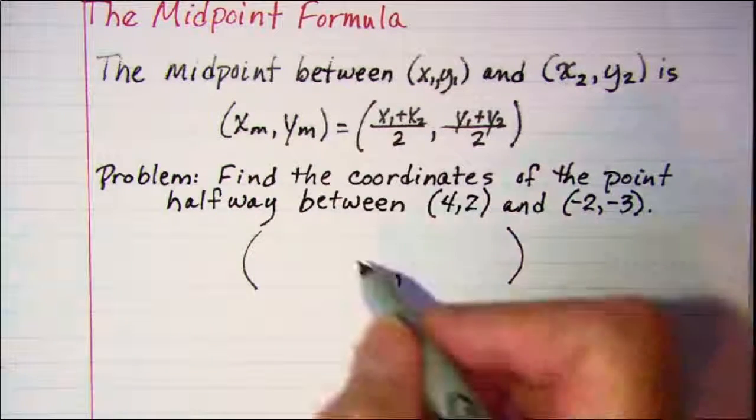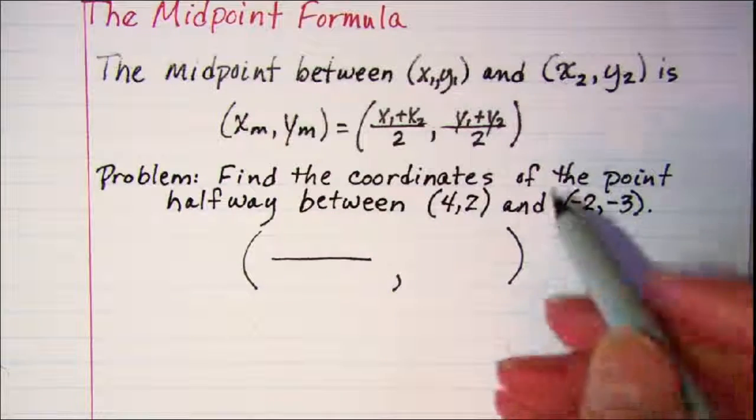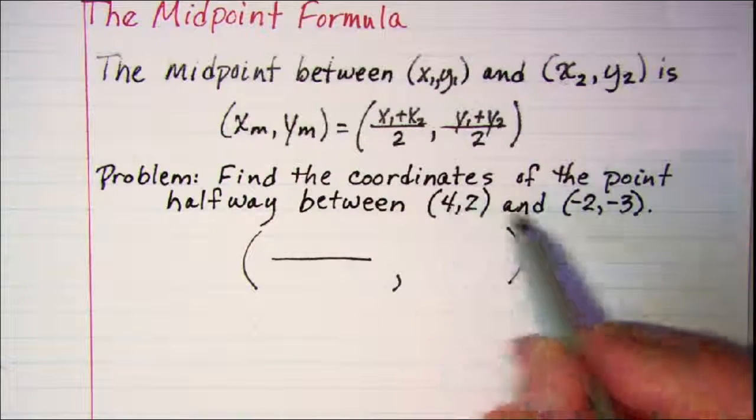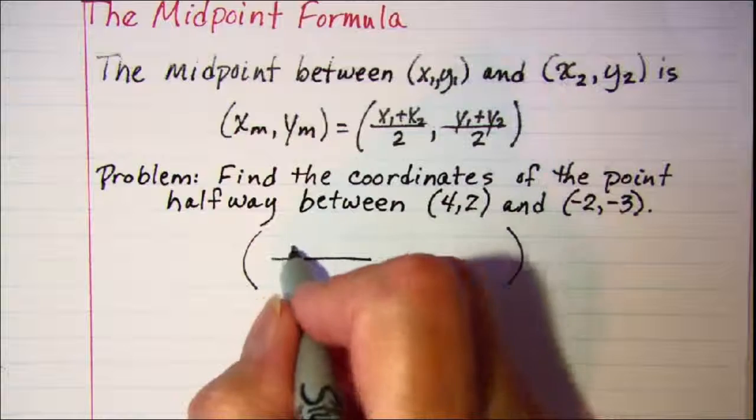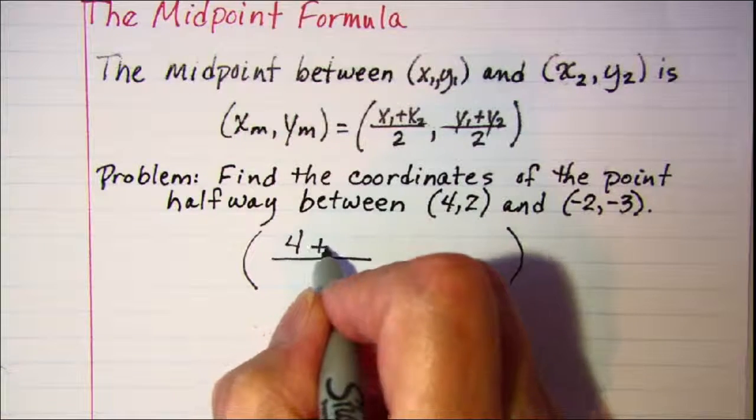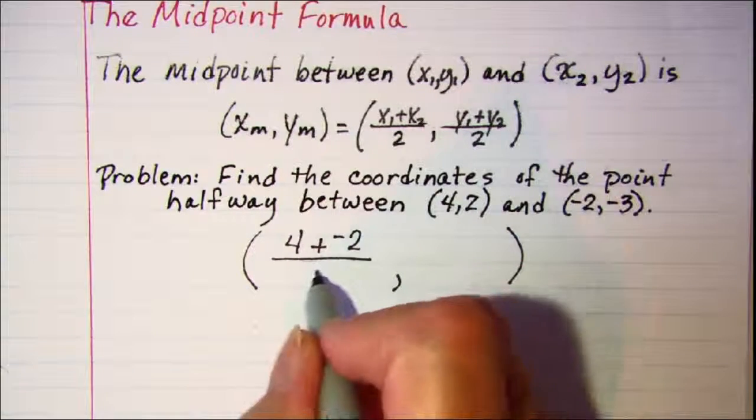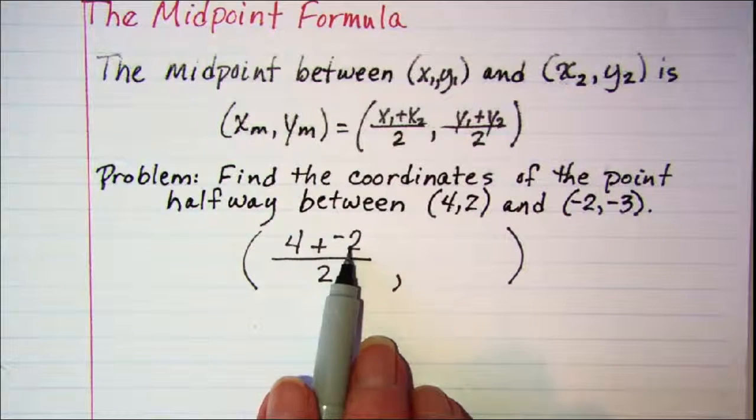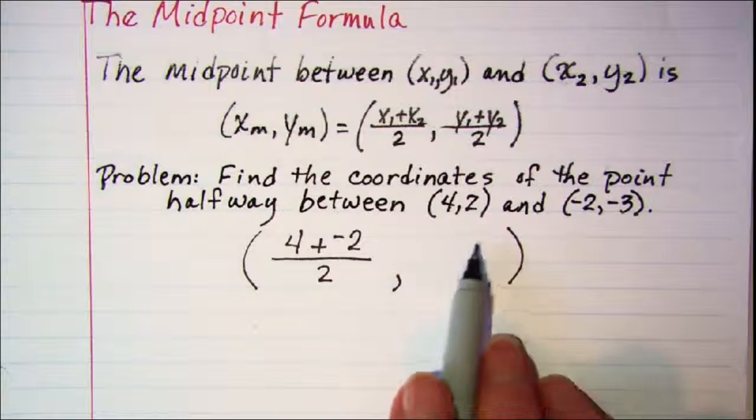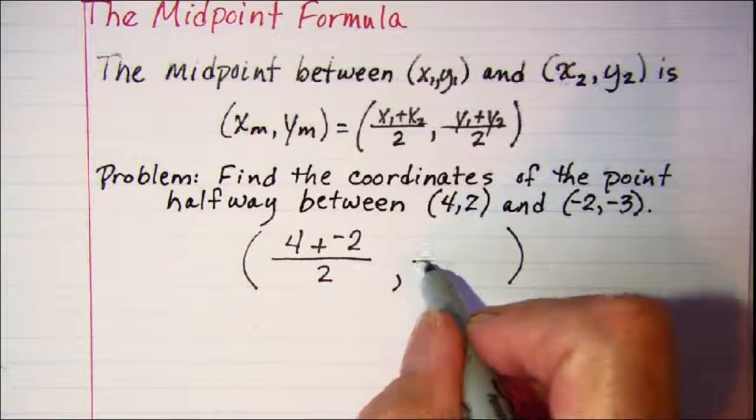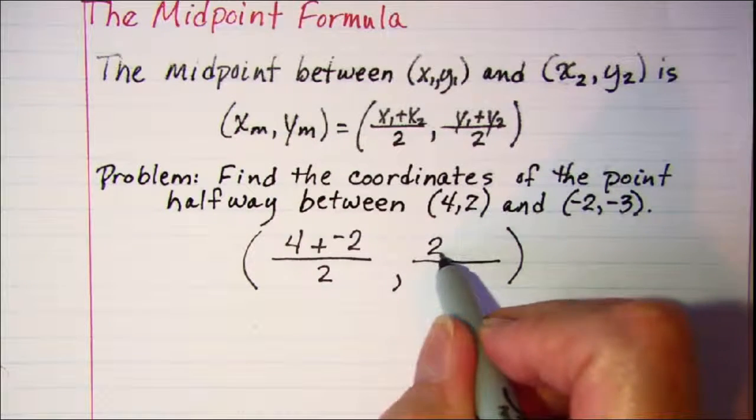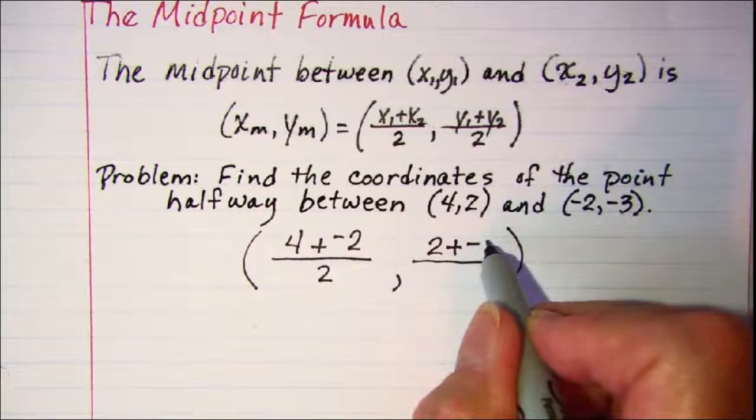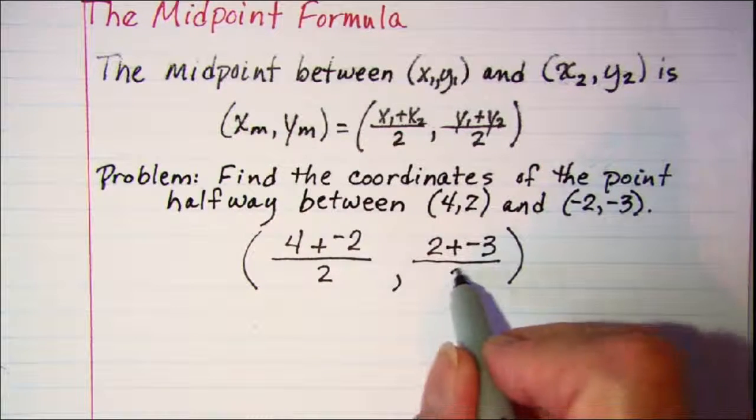And our x coordinate is the sum of the x's, so 4 plus a -2, and that's divided by 2. So the average of the x's, you add them together and divide by 2. And then the average of the y's, we have to add our y coordinates, 2 plus a -3, and then divide that by 2.